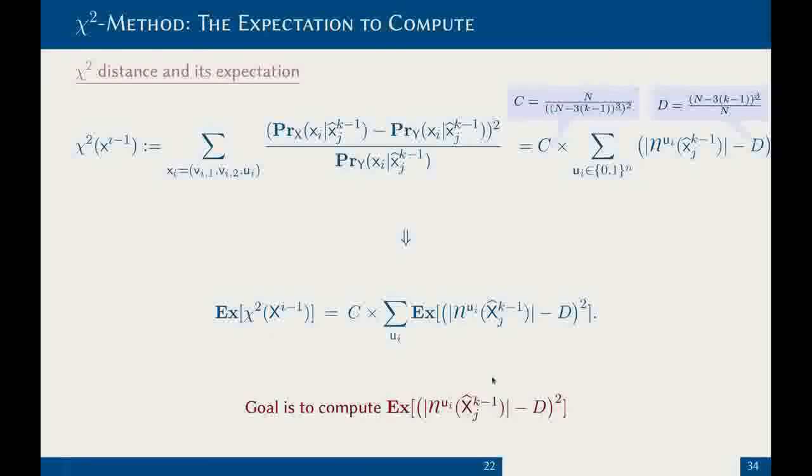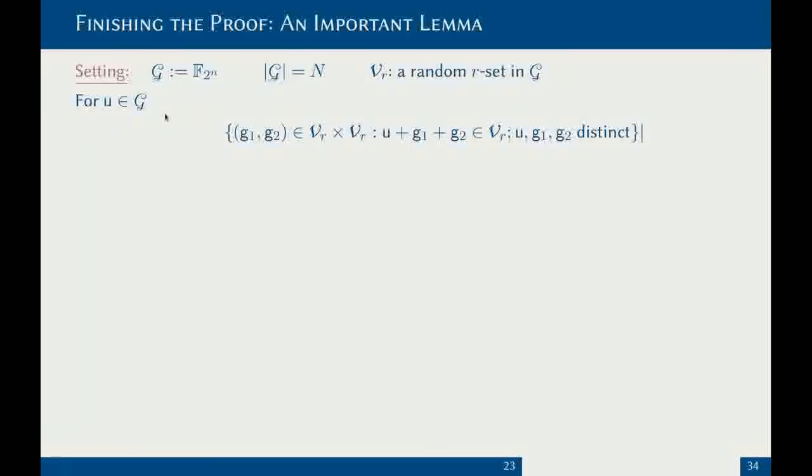So our final task is to compute this expectation. Now, the task of computing the expectation is taken care of by an important lemma, which we termed core lemma in our paper. In order to discuss the lemma, let us denote F_2^n by G. So, the cardinality of G is denoted by capital N, and let V_R be a random R set in G.